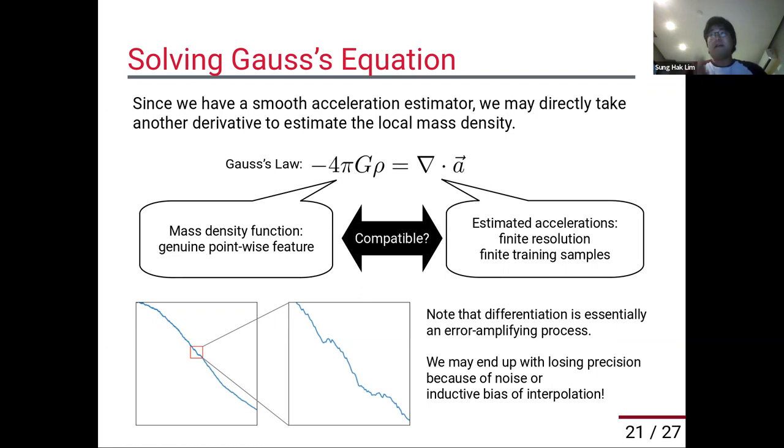if you check the left hand side of the equation, which is just a mass density function, this is really a genuine pointwise feature. But the right hand side is the estimated acceleration, and since we use only a finite sample, the acceleration estimation will have a finite resolution, because our training sample has a finite size. In the end, if you just calculate the divergence of this, you may end up catching some noise in the interpolant.